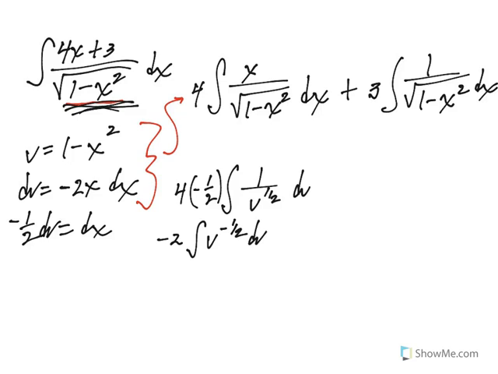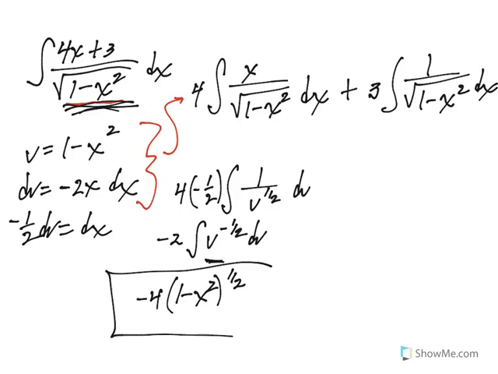And let's go ahead and finish out this first one. This is u to the power plus 1 over power plus 1. That's u to the positive 1/2 over 1/2. That gives me negative 4 times my u, which is 1 minus x squared, to the 1/2 power. And this is part of my answer. Now I just need to work on the second integral. The second integral, I can't use u substitution on because I have no x's in the top. So I'm thinking that the second integral will be a 5-9 problem.